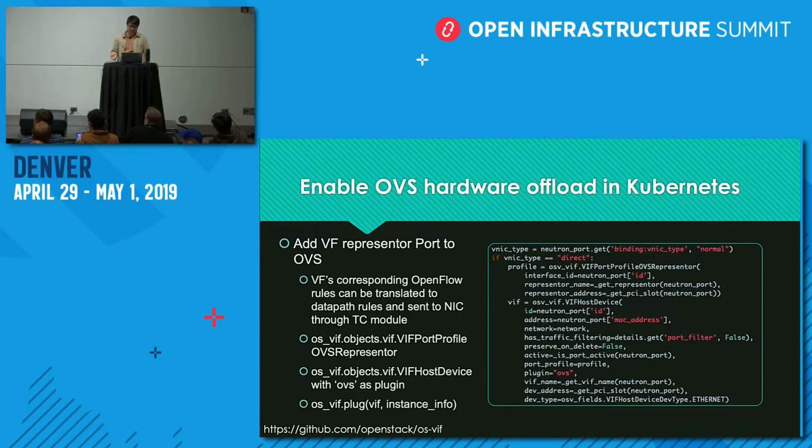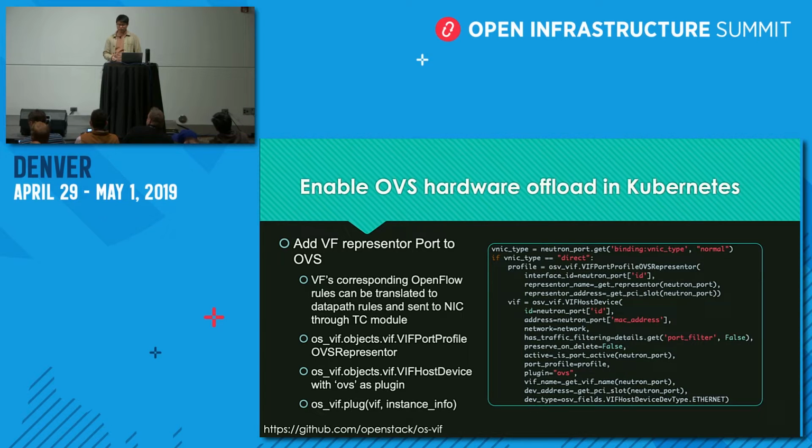And fortunately, to do this job, we don't have to start from scratch. Because OpenStack has supported OpenResearch hardware offload, all we need are already there in the library os-vf. You can find more details in this GitHub repository. OpenStack Nova and Courier Kubernetes both use this library to plug and unplug virtual network interfaces. The problem is that Courier Kubernetes has not used that part of code, so we used it.